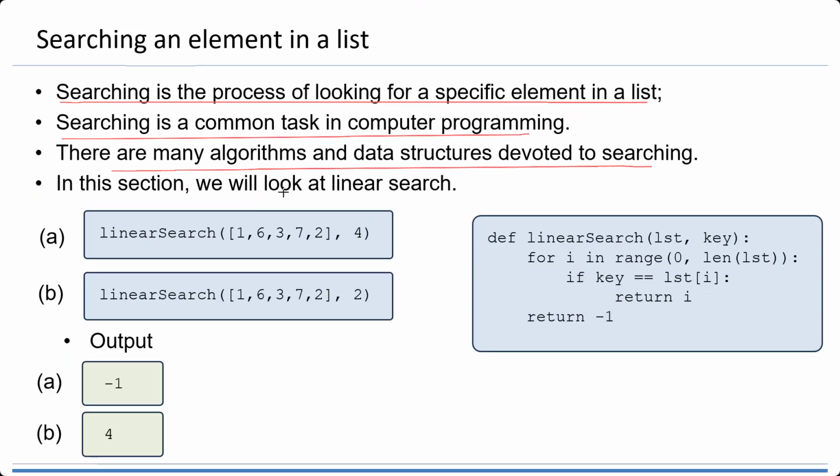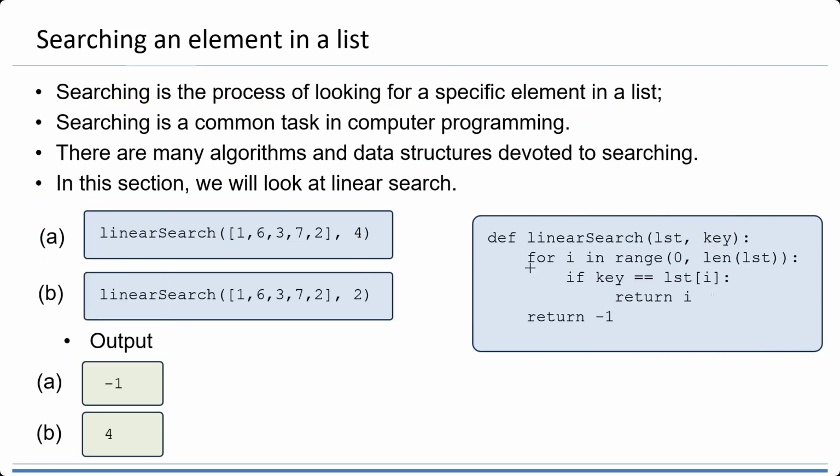Then in this section, we will look at the linear search. I'm using this linear search function. We have two parameters, LST and key. LST, let's say, is the list. I have the list 1, 6, 3, 7, and 2. And I want to check where is the key, or where is the value that I search.